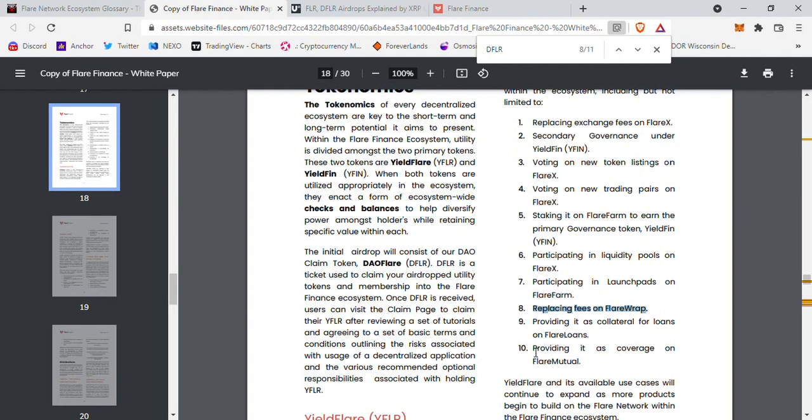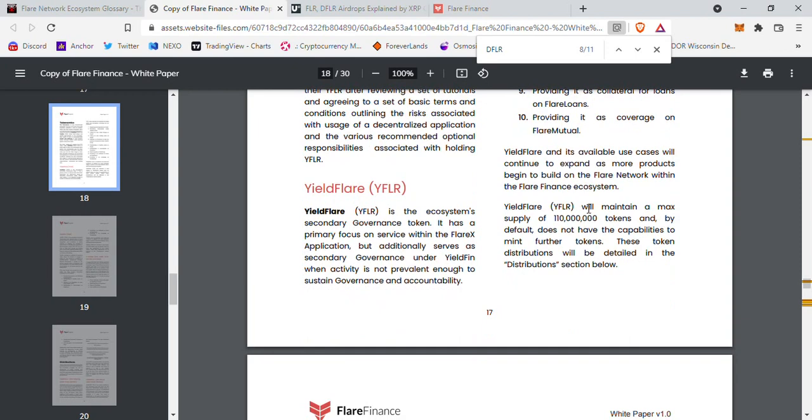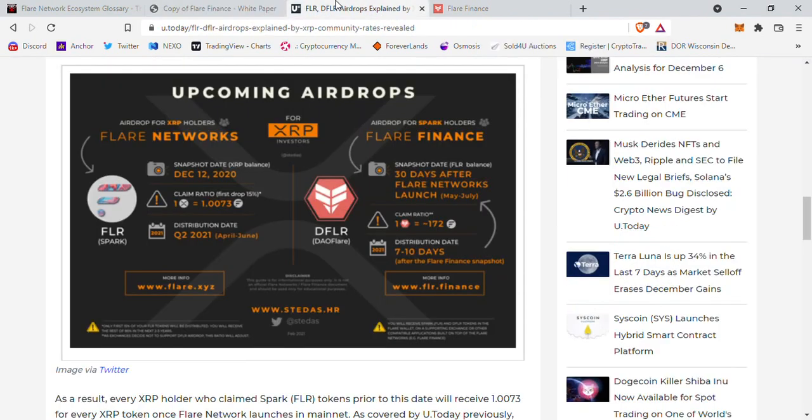So don't get too concerned with that. Don't get too caught up in that, because we're not even there. I would say we're at least a month away from this launching, because I don't believe there is a set date of when Flare Network is actually going to launch. I mean, look at this. It says 30 days after Flare Network's launch, which they say is around May, July.